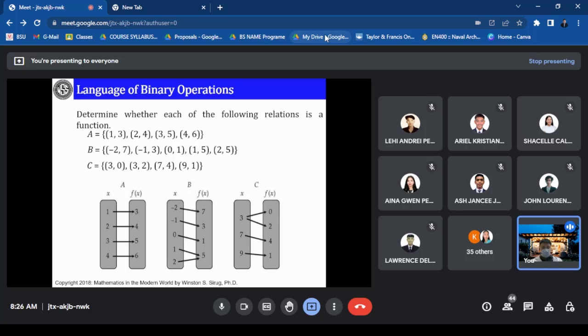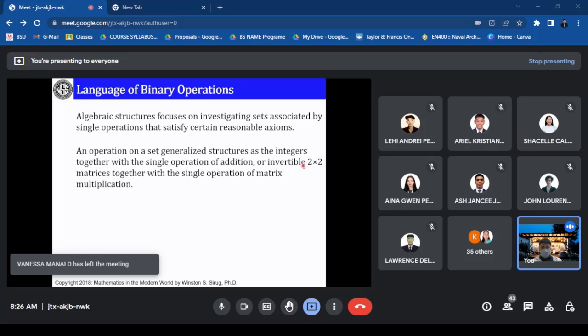Then we have letter B. In letter B, there are variables that share the same function value. And in C, there is also a variable that has two function values.